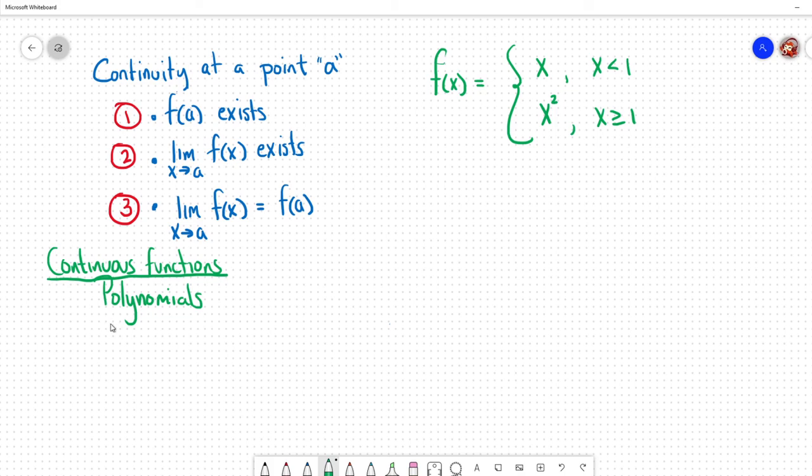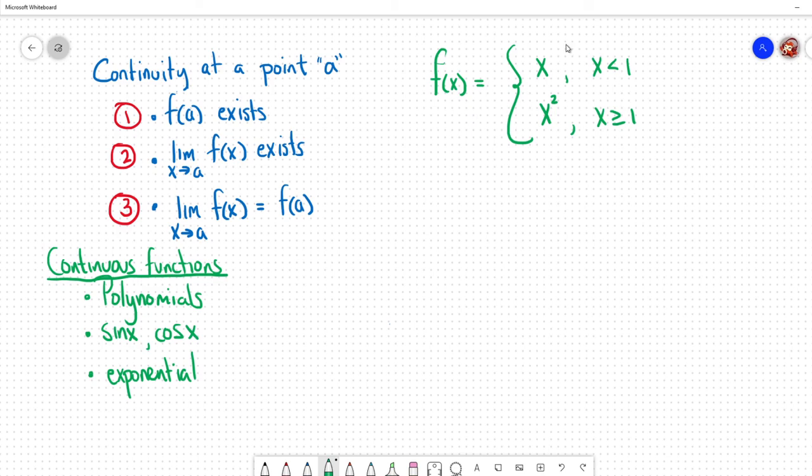Some of our trig functions, particularly sine and cosine, are continuous functions. Notice I'm not saying all trig functions, because we know tangent and the reciprocal functions have asymptotes, so that's a no. So these are also going to be continuous functions. Your exponential function is a continuous function. I don't say log. Log has a vertical asymptote, so we're not covering everything. Exponential functions are also continuous functions as well.